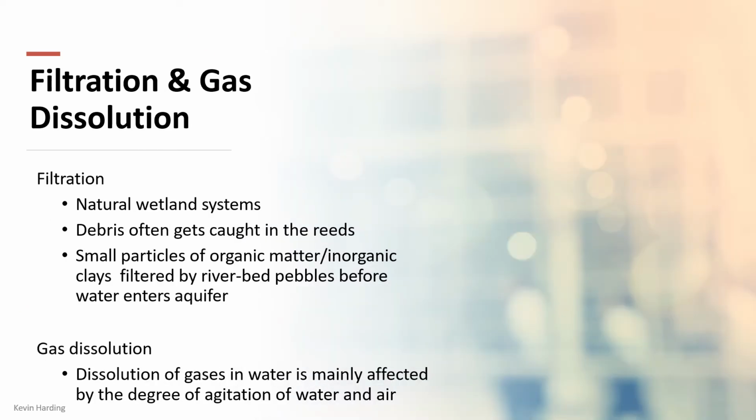If we're looking at filtration and gas dissolution, we'll start with filtration. I think most of you should be well aware of what filtration is. It can, however, also happen in a natural wetland system. If we have a constructed wetland with a lot of plants in it, their leaves, their roots, and other things, as the water flows through these systems, this natural wetland system can act as a filtration. So the debris can get caught in the reeds, in the roots, and various other plant materials, so it can form a natural filtration system.